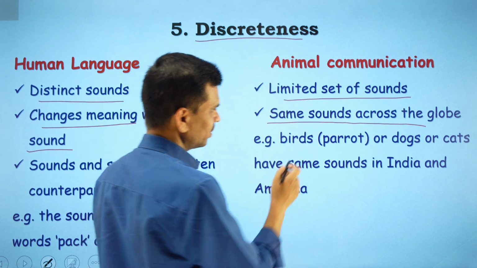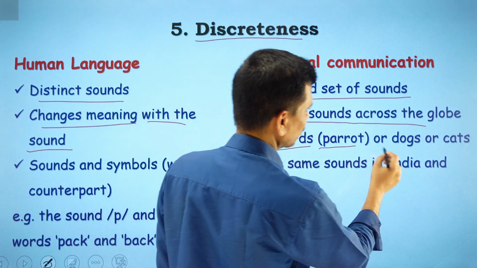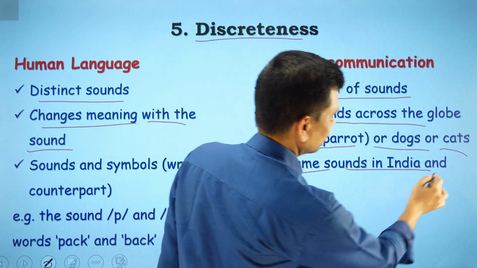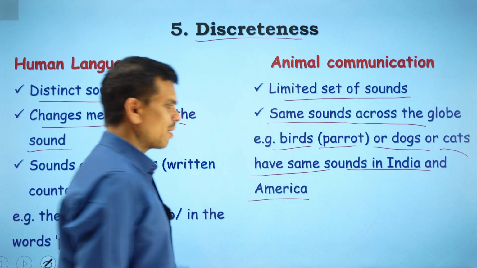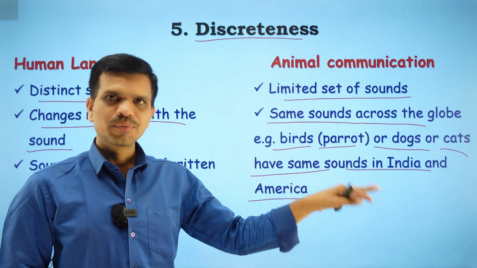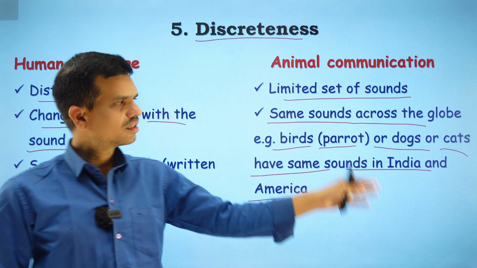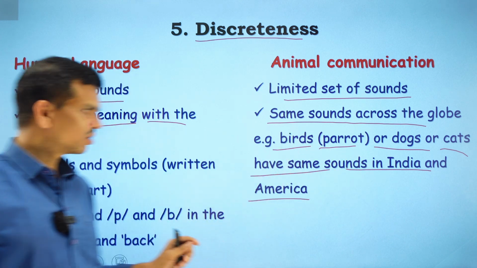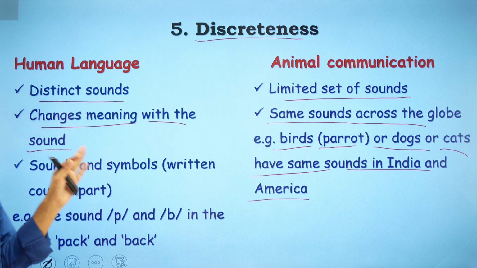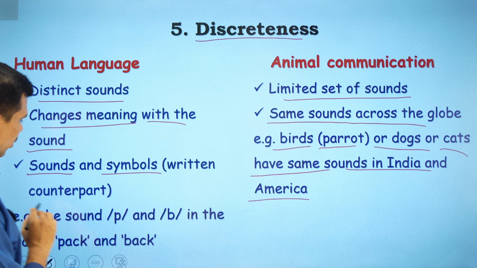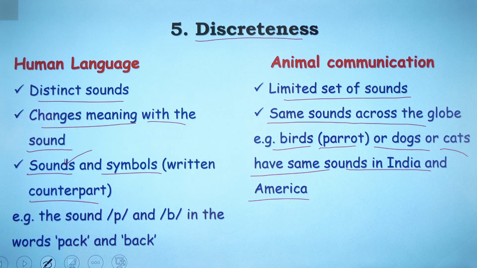We have just seen the example. For example, birds, parrots, dogs or cats have the same sounds in India and America. So an American dog will have the same sounds, and the American cat and American parrot have the same as in India. The same kind of thing we have in animal communication, but the same is not true in human communication. So we have sounds and symbols, or written counterparts to these sounds.